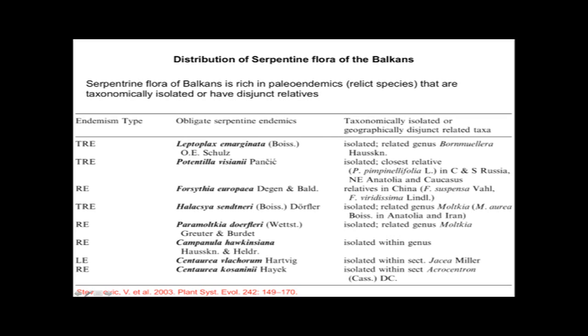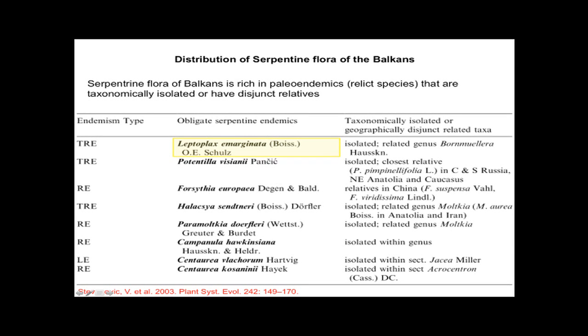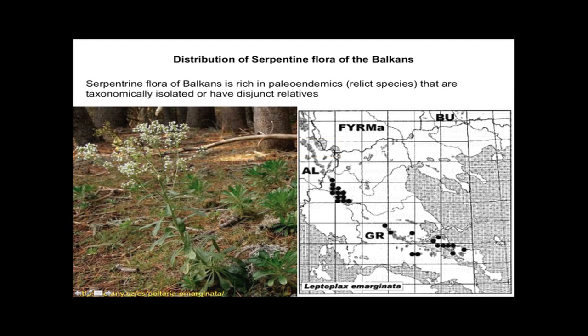The serpentine endemic flora of the Balkans is very rich in paleoendemics, and this is a table of paleoendemic species, and we can see the most interesting results. One is a monotypic genus, Leptoplax. It has only one species, Leptoplax emarginata, which is a Brassicaceae and is confined in this area, in different floristic regions of Greece.